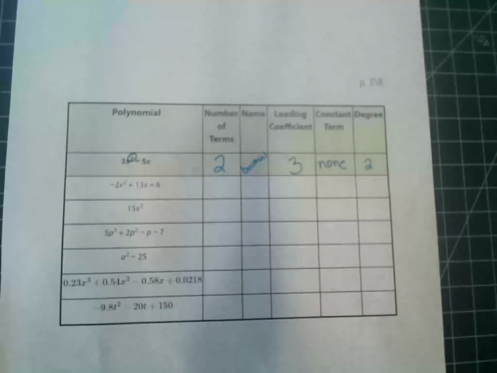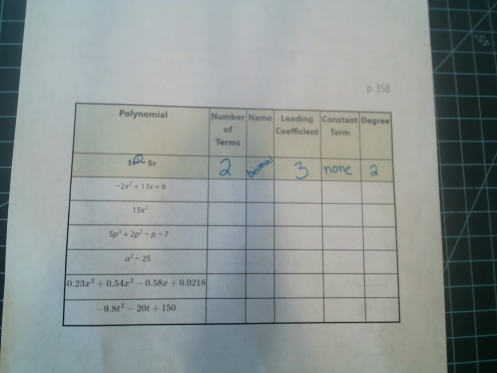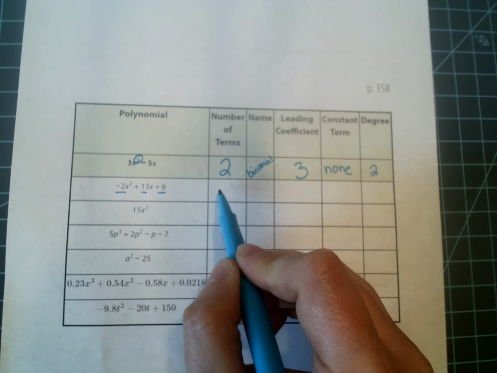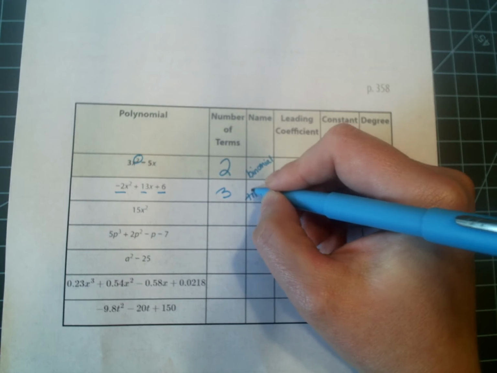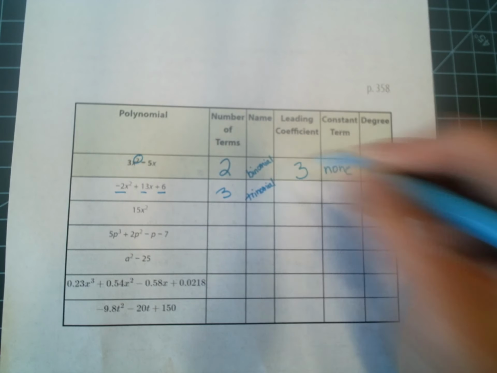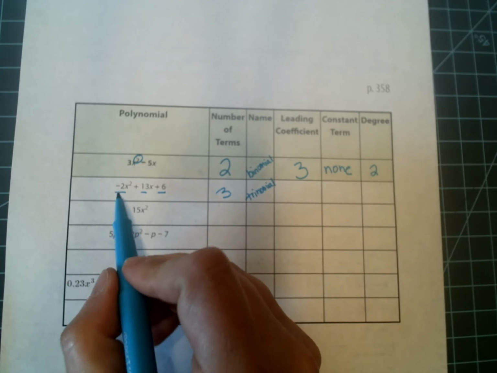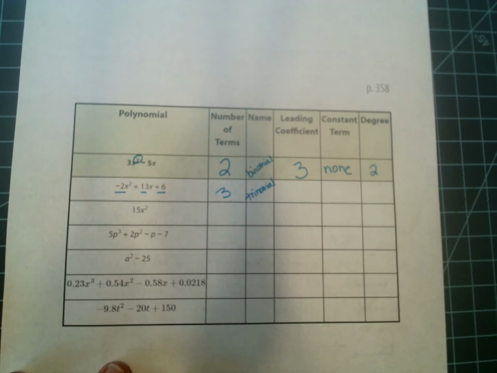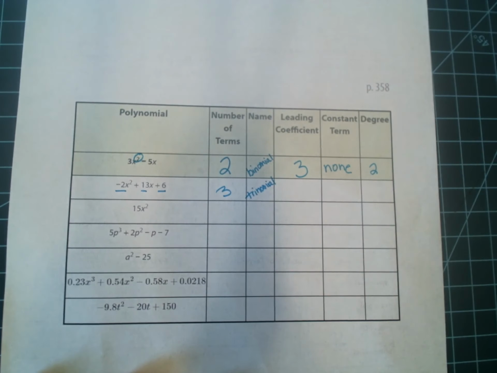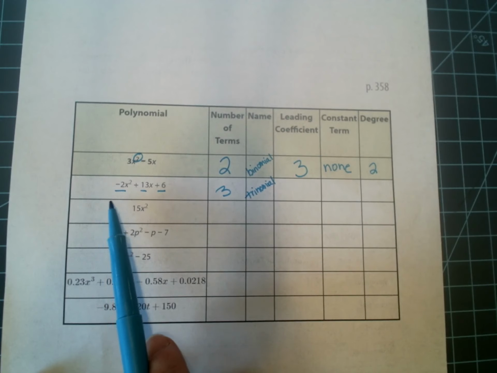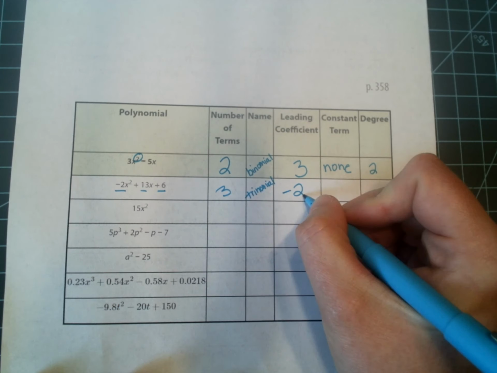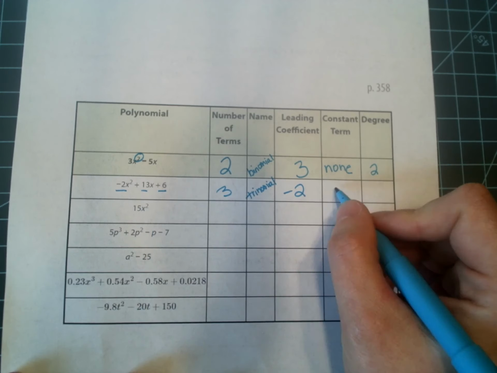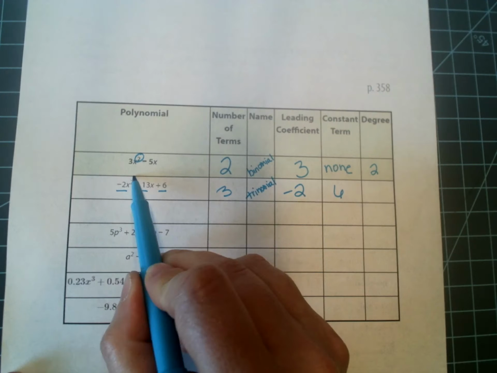For the next one, we have 3 terms. 1, 2, 3 terms. So we call that a trinomial. The leading coefficient is the one on the highest power, so in this case, it's negative 2. The constant term is the one without a variable, which is 6. And the degree is the highest power that we have on any term, so in this case, it's 2.